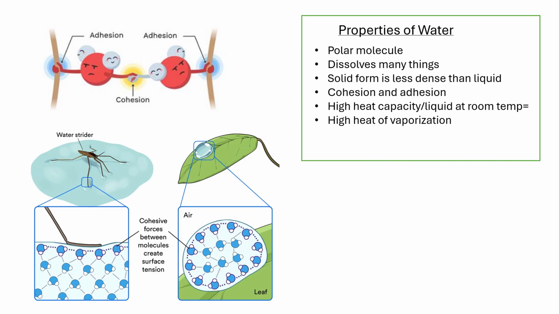Now, being liquid at room temperature, like we said before, is very good for organisms. It's good for us. Being able to take a high heat is good for us. It means we won't dry out very quickly, and our temperature doesn't change as quickly since we're made of a lot of water. So we're able to handle a larger temperature range.